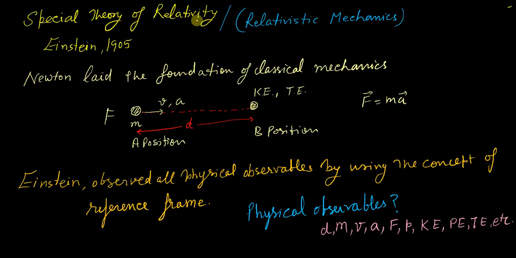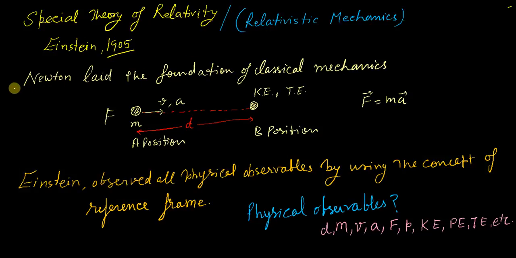Special theory of relativity, or relativistic mechanics. This is the main topic on which I have to discuss. Einstein was the person who basically developed this theory in 1905 and shared this knowledge with the science community.